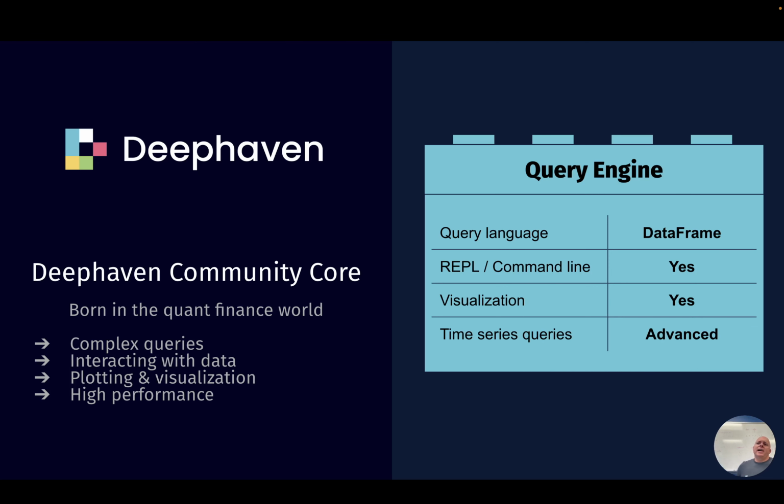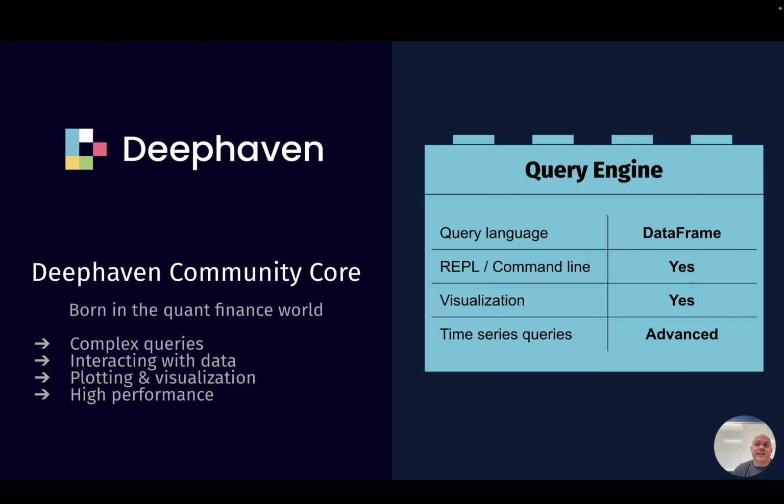And the last query engine we'll talk about is Deephaven. So Deephaven Community Core was born in the quant finance world. You can perform very complex queries. It is very good at interacting with data. There's plotting and visualization to go with that, and it was designed for high performance. So Deephaven is the query engine that is operating in the background of many of the world's largest hedge funds, banks, and exchanges. The query language is data frame based.